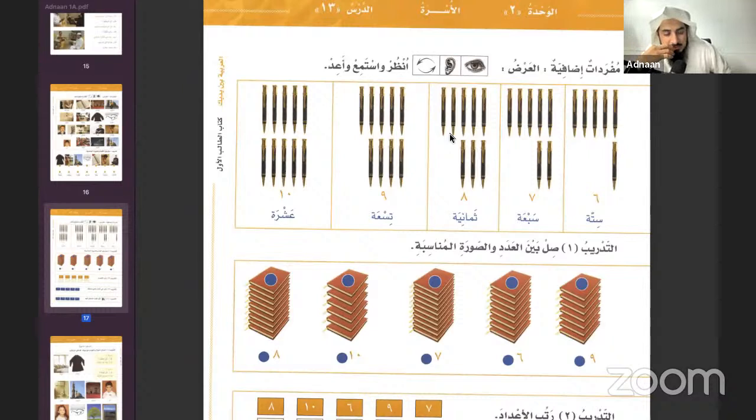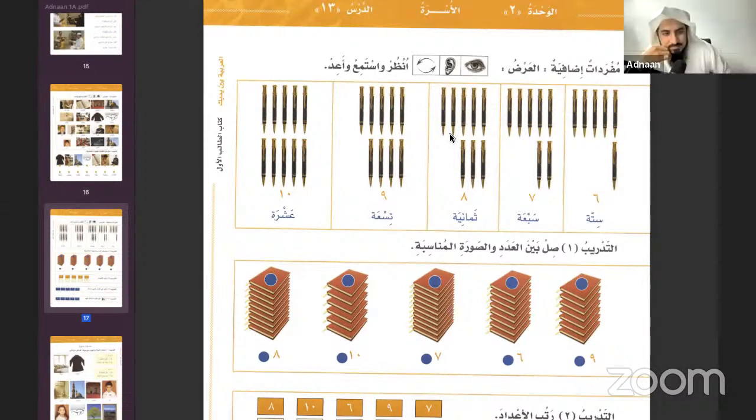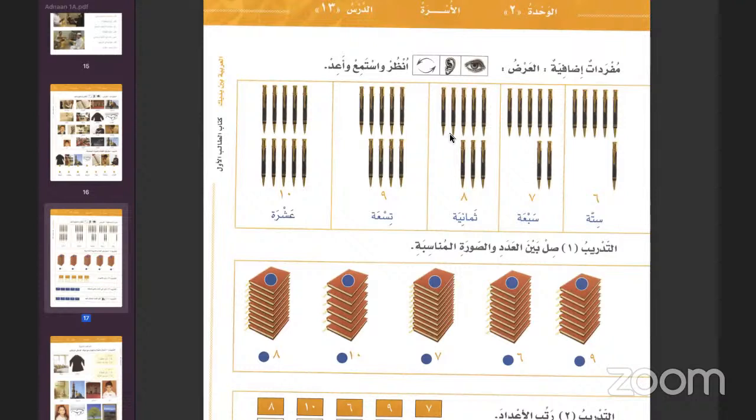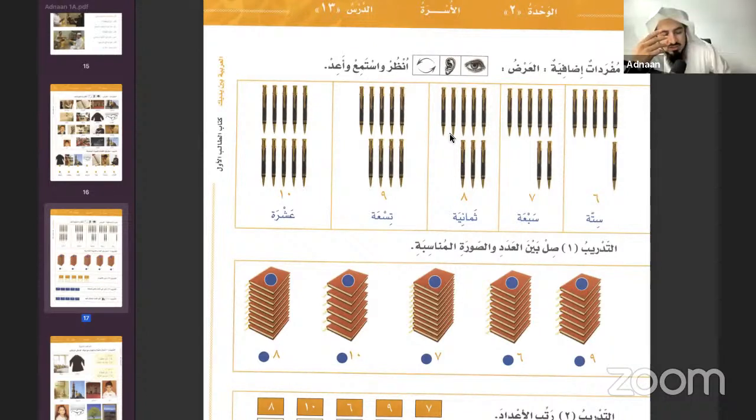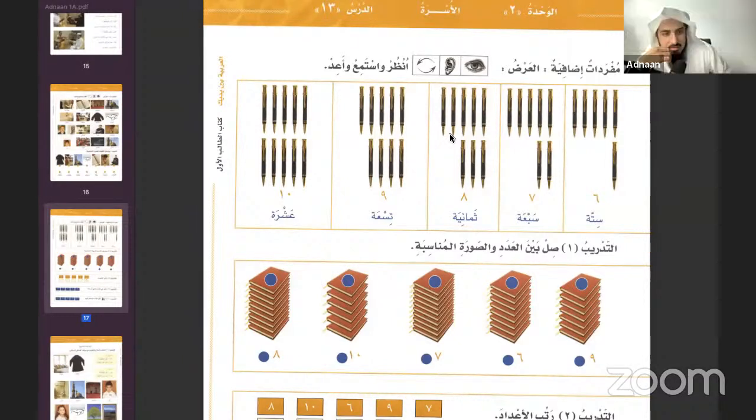Ibrahim, ما اسمك؟ اسمي إبراهيم. كيف حالك؟ بخير والحمد لله. من أين أنت؟ أنا من أمريكا. Now imagine that your brother is with you and say, this is my brother, he's a student. من معك؟ هذا أخي وهو طالب. Well done.